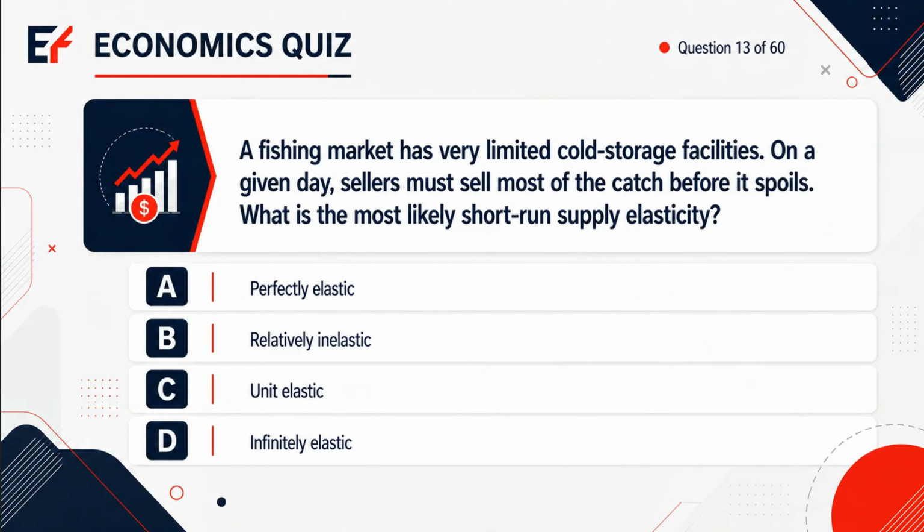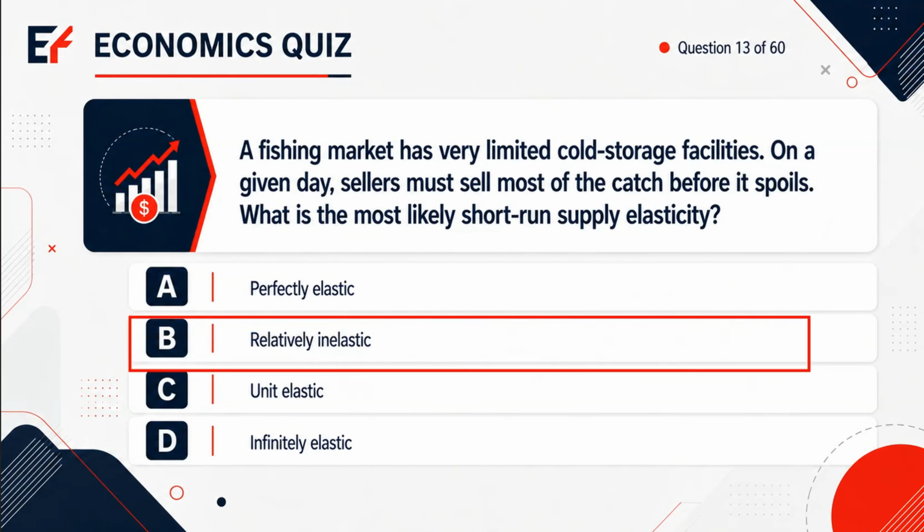Question 13. A fishing market has very limited cold storage facilities. On a given day, sellers must sell most of the catch before it spoils. What is the most likely short-run supply elasticity? A. Perfectly elastic. B. Relatively inelastic. C. Unit elastic. D. Infinitely elastic. The correct answer is B.